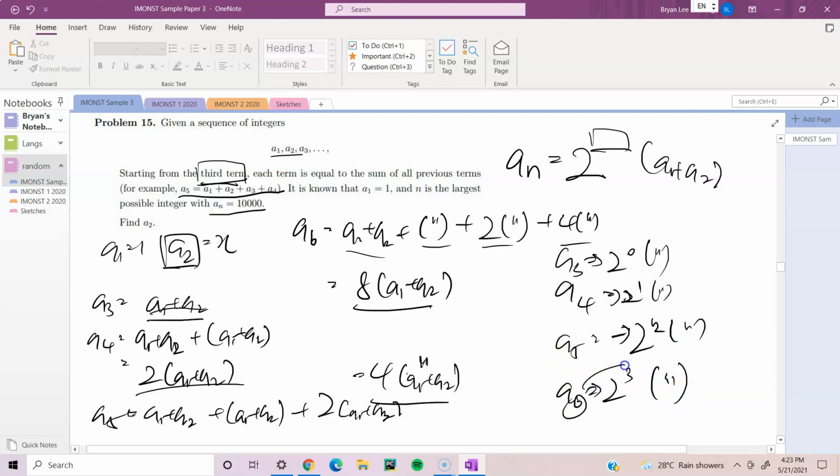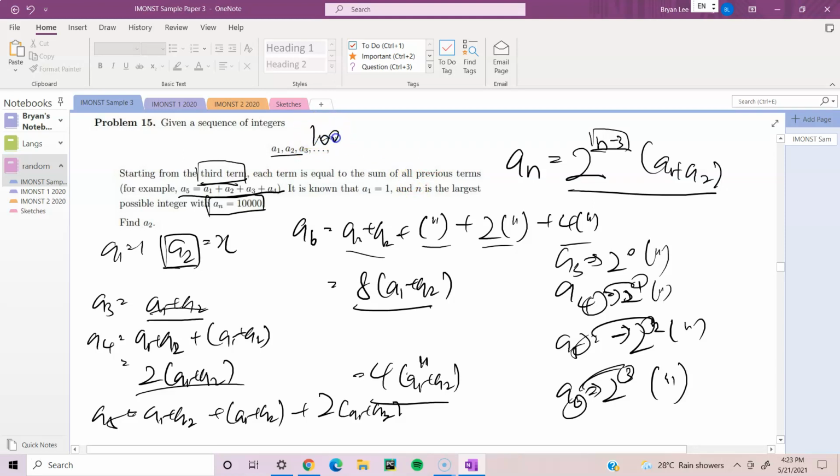So you can see 6 minus 3, 5 minus 2, 4 minus 1 all have a difference of 3. So we would have an equals 2 to the power of n minus 3 times a1 plus a2. So what we want to do is see how many 2's are hiding inside this 10,000, so that we can maximize our 2's, right?